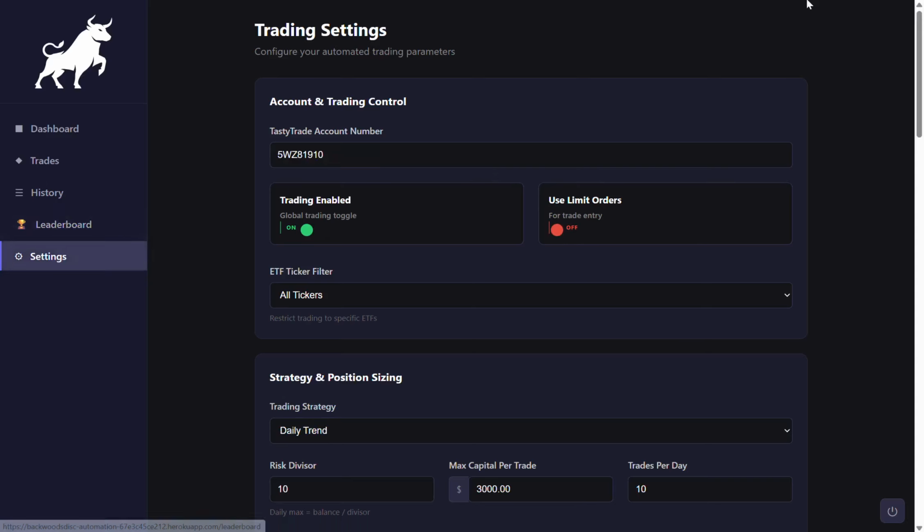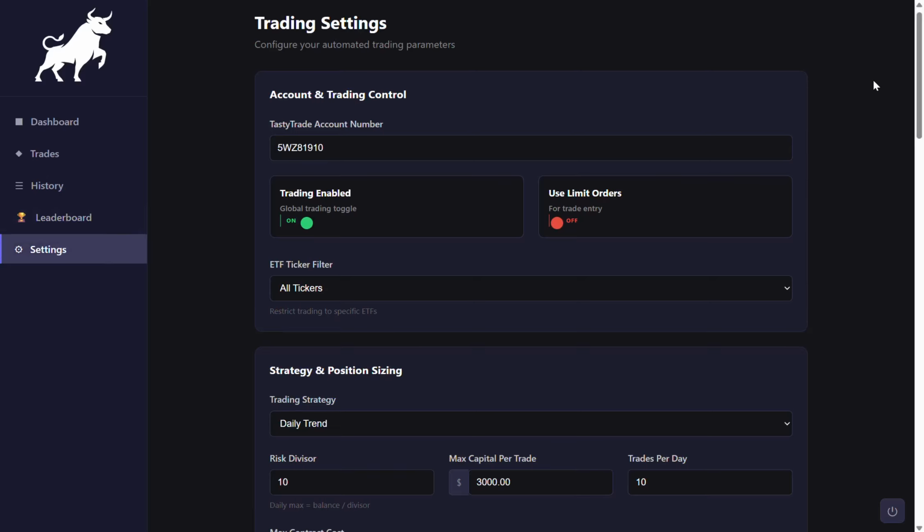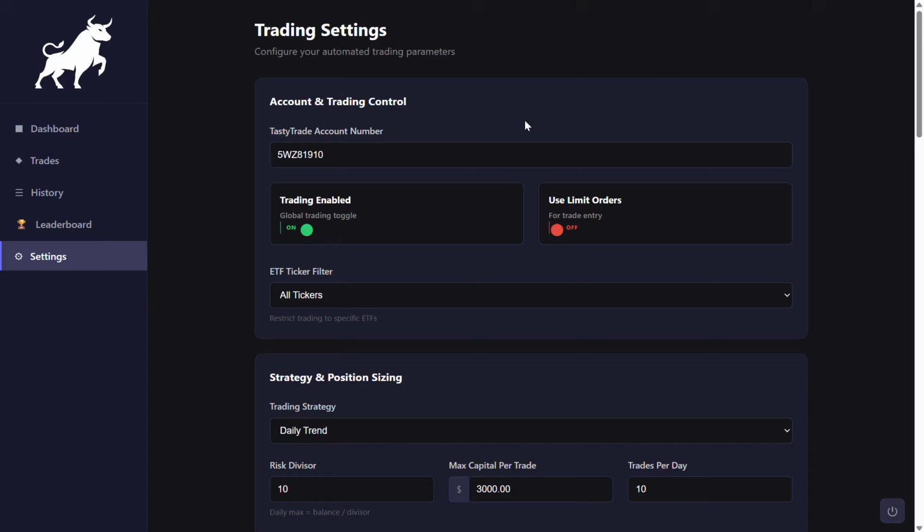And then this guy right here, this is the meat and potatoes. This is what you're here for. This is the trading settings. Okay, so this is where you're going to control everything about your automation bot. As the alert comes in, then it goes through all of these settings. Okay, this is completely up to you. You have complete control of your automation settings.